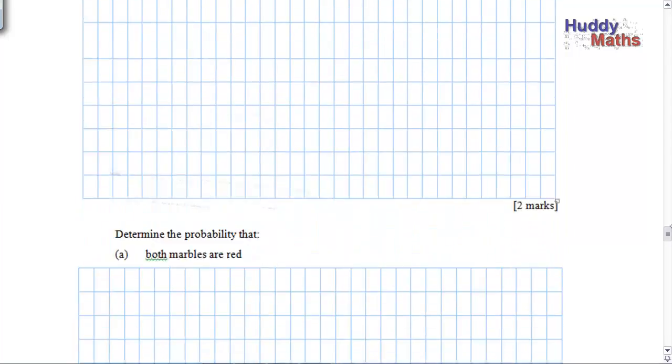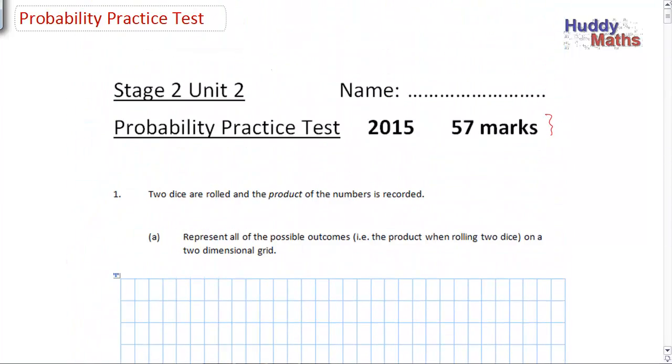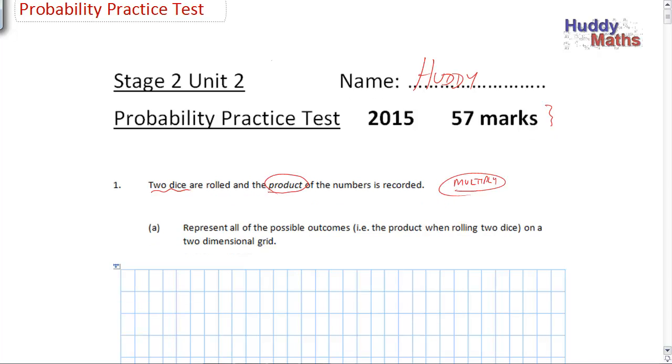Here we go, right back up to the beginning. And here we are. Put your name on the paper. Right, here we go. Let's see if I can get them all right, eh? Okay. Represent all the possible outcomes. 2 dice are rolled. Maybe underline that. And the product. Product means multiplication. Multiply. Okay. So let's come down and represent all the outcomes here.